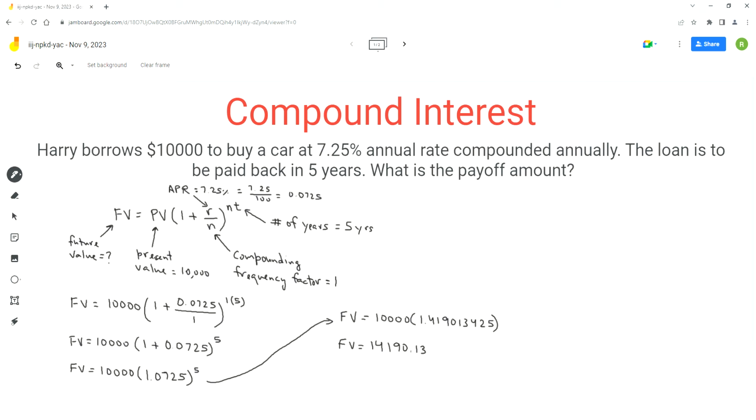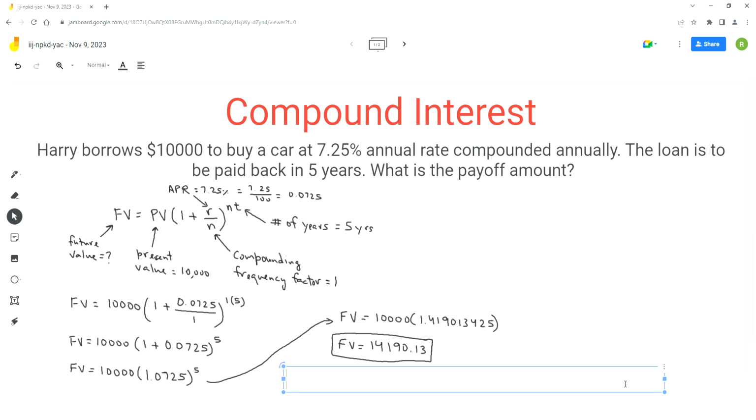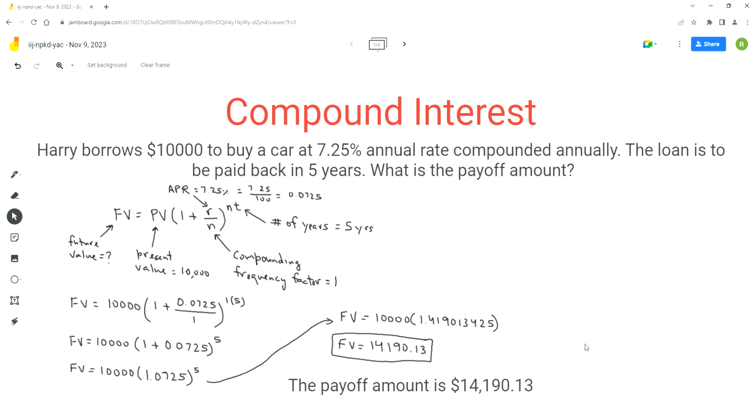Now, since this is the final answer and it's a dollar value, I'm rounding the answer to the nearest cent, which is 2 decimal places. So this is the final answer for this problem. So we can write the payoff amount is $14,190.13.